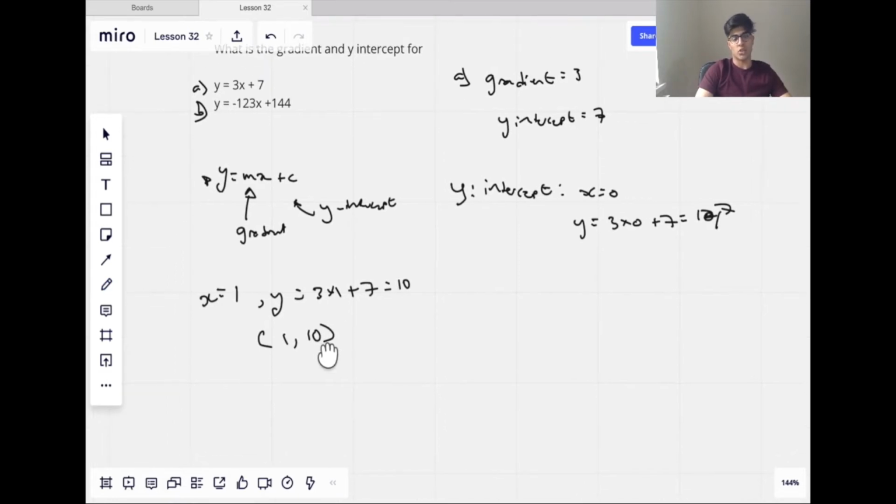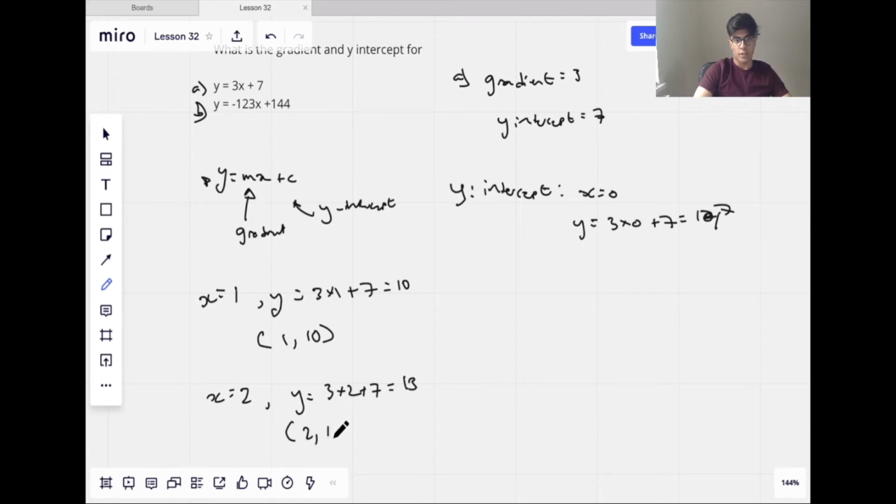And likewise, we can think of any other number, x equals 2. Remember, all x's are on that line. So x equals 2, so y is equal to 3 times 2 plus 7, which is 6 plus 7, which is 13. So (2, 13) is also on that line.